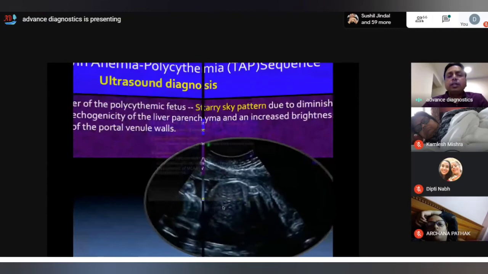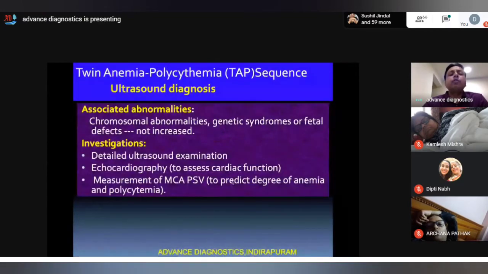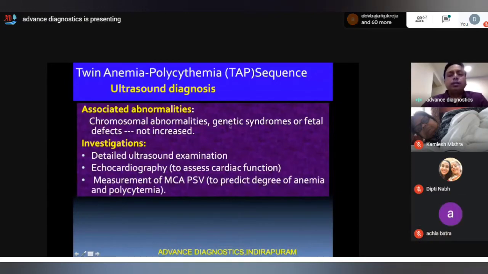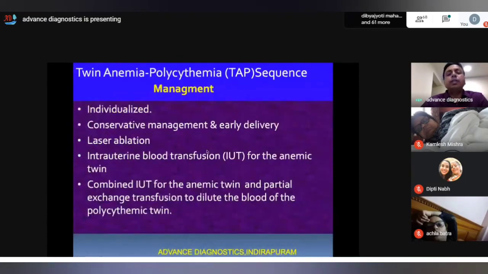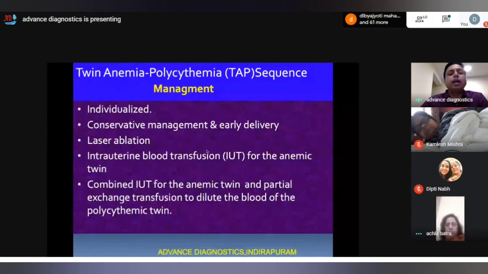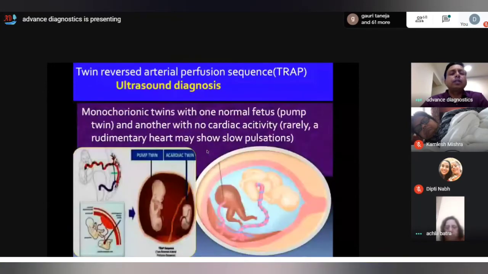When we are diagnosing TAPS, we should also do a detailed ultrasound examination and echocardiography to assess cardiac function, and measure PSV regularly. Chances of chromosomal abnormality and genetic syndromes are not increased in these fetuses. Management is individualized: conservative management, early delivery, laser ablation, IUT and combined IUT for the anemic twin, and partial exchange transfusion to dilute the blood of the polycythemic twin.